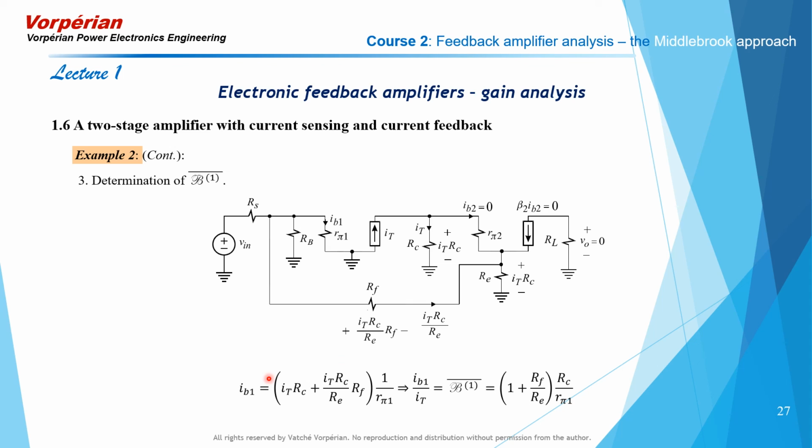Let us write that down. IB1 is going to be the sum of those two voltages, the voltage across the current sense resistor, IT-RC, plus the voltage across the feedback resistor under these null conditions, which is IT-RC divided by Re times Rf. The sum of those two divided by R1 is going to give me the current IB1. So now I can determine the null inverse gain by dividing out by IT, and that's going to be 1 plus Rf over Re into Rc over R1.